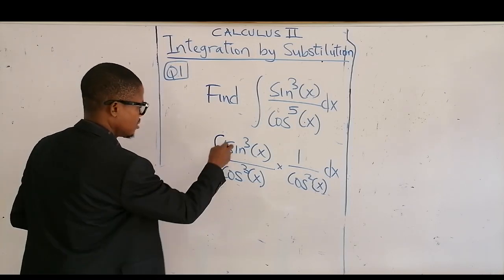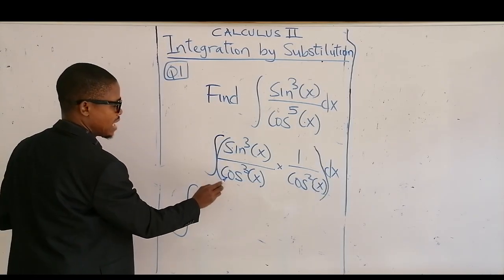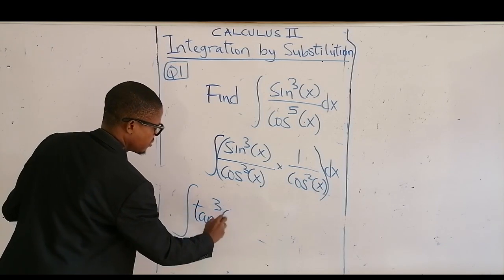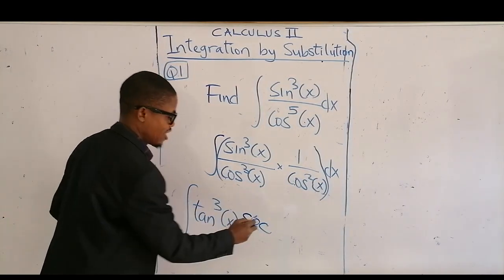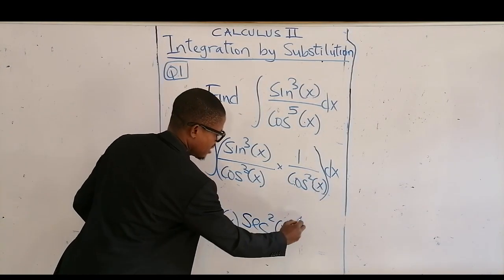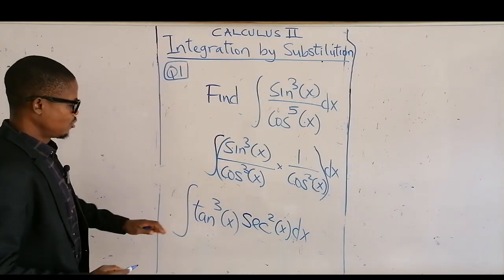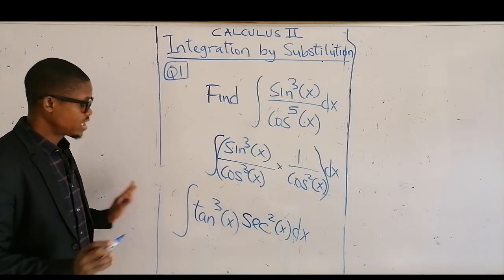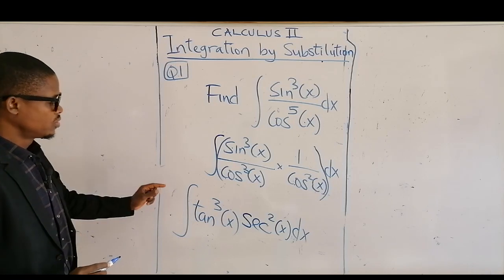Then the next thing to do now, and that will be the integral of sine over cos. That's a tan cube. The function 1 over cos is sec, and that will be sec squared, and the function dx. So there's no direct table for this. So what do we do in this case?